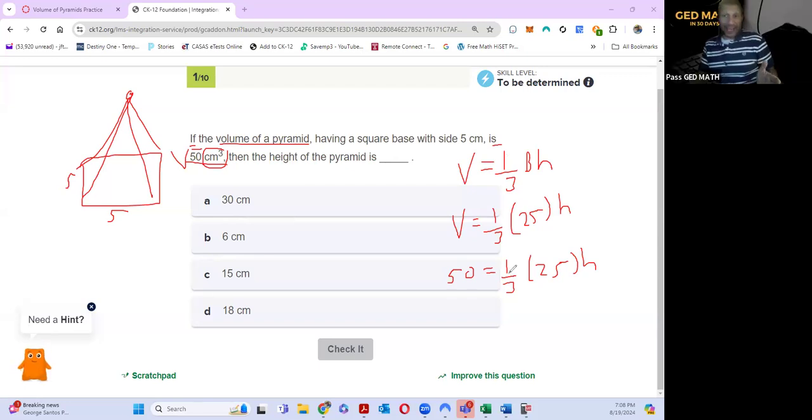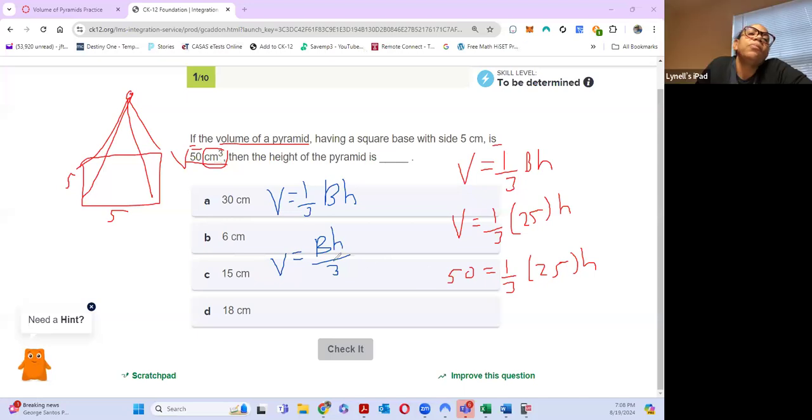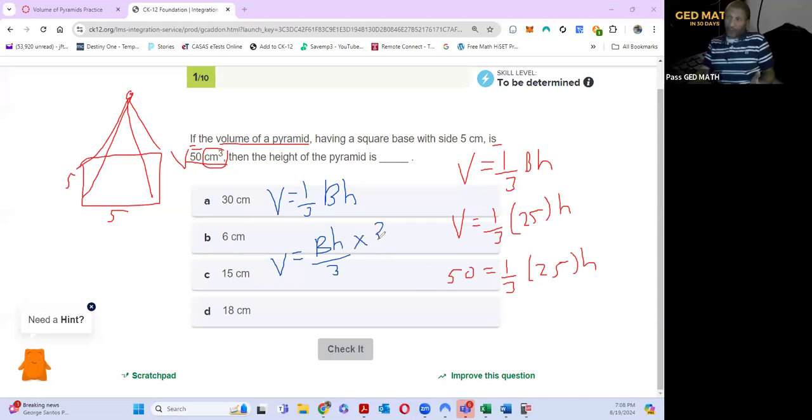I need you to understand that 1/3 means you're dividing by 3. Does everybody understand that? So V equals 1/3 B times H is the same as V equals B times H divided by 3. Does everybody understand that? So in order to get rid of this 3, I've got to multiply by 3. Whatever I do on one side, I do on the other. These 3's cancel. So if I multiply this by 3 and multiply this by 3, I get 150. These cancel, equals 25H. Does everybody understand that?